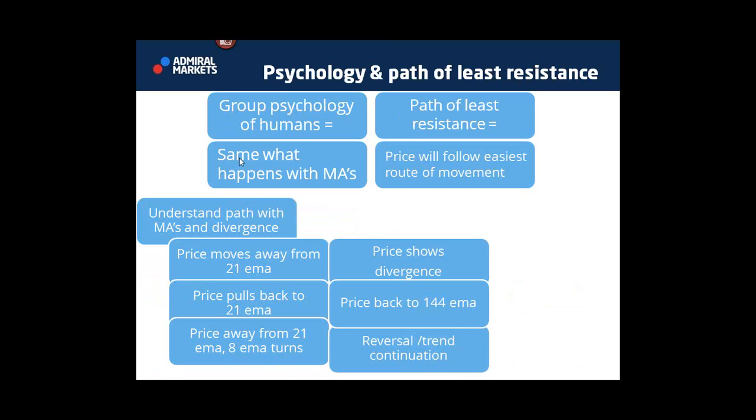If you look at group psychology of humans, it's the same as what happens with the moving averages. Let's say we have a group of 10 people in this circle, and they have an assignment to figure out where this group will stand 4 hours from now. No one knows. Maybe we can say that the group 3-4 hours from now was here. The green circle was where the group was 4 hours from now. So we have a bit of motion going this way.